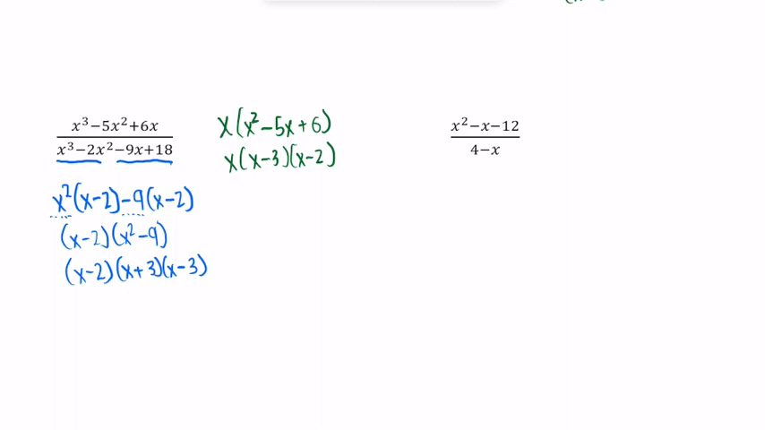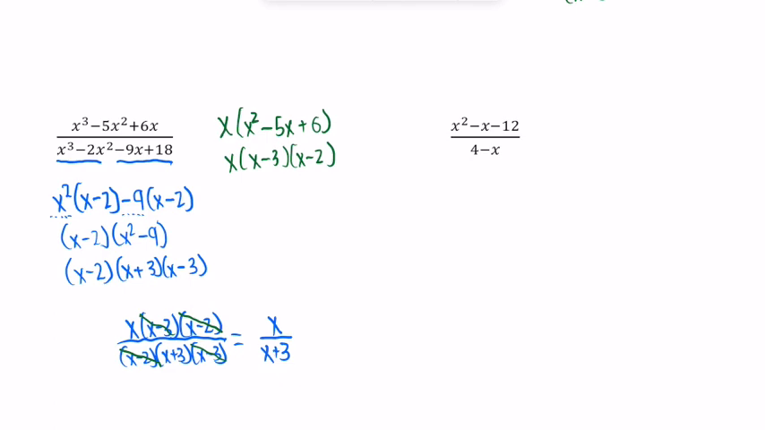So now if we put this all together, the numerator is x times x minus 3 times x minus 2. In the denominator, we have x minus 2 times x plus 3 times x minus 3. We can see then that we have a common factor of x minus 3 on the top and the bottom. We have a common factor of x minus 2 on the top and the bottom. When we cancel those out, we're left with x in the numerator and x plus 3 in our denominator.